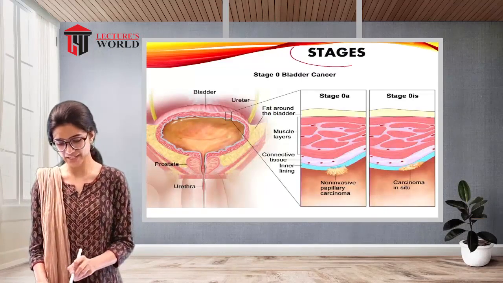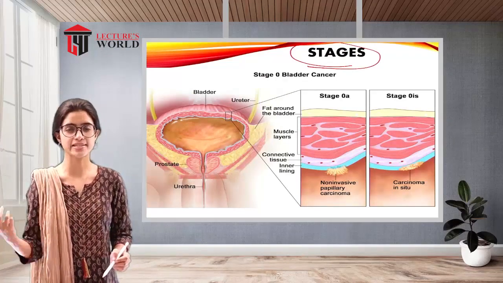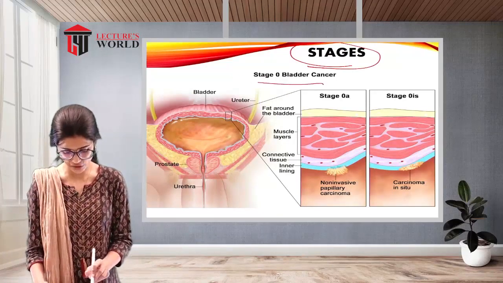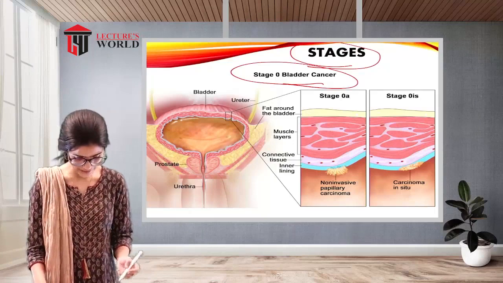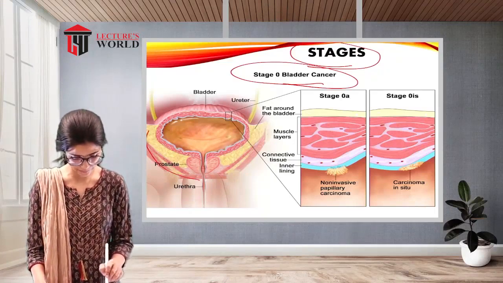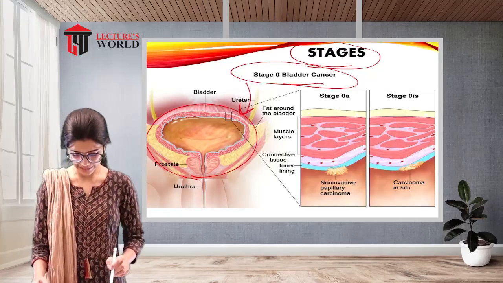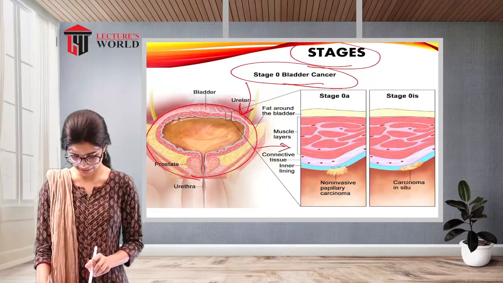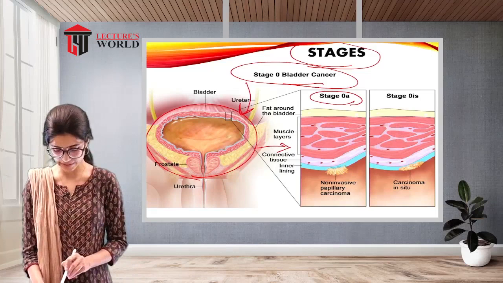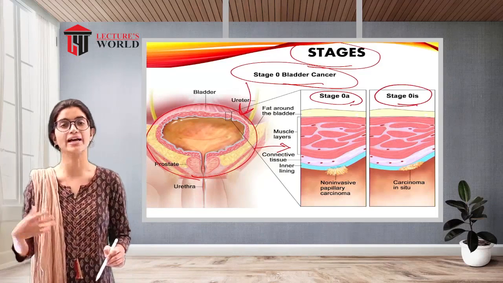Now looking at the stages of bladder cancer. When we are discussing the stages of bladder cancer, number one is stage 0 bladder cancer. As you can see in the picture, this is the bladder, a hollow organ. These are the ureters. Now when we maximize the image, it can be seen as stage 0A and stage 0IS, that is the carcinoma in situ.